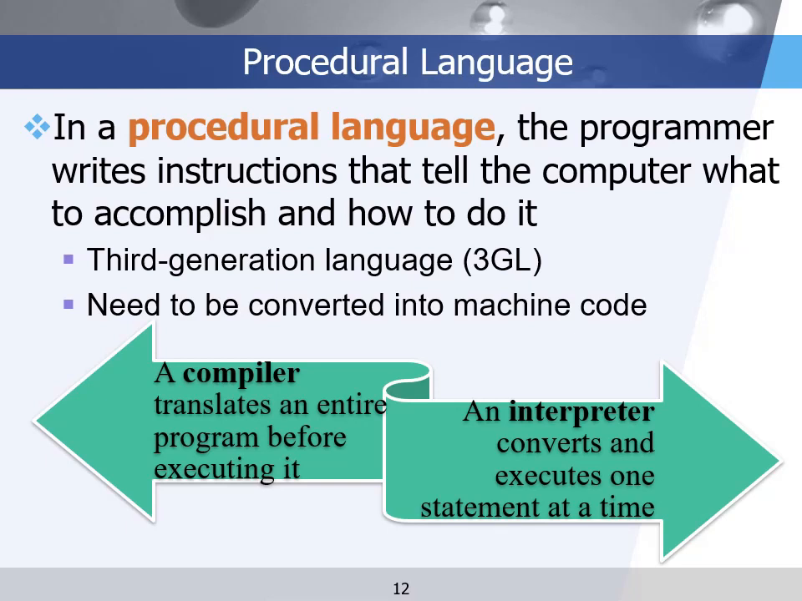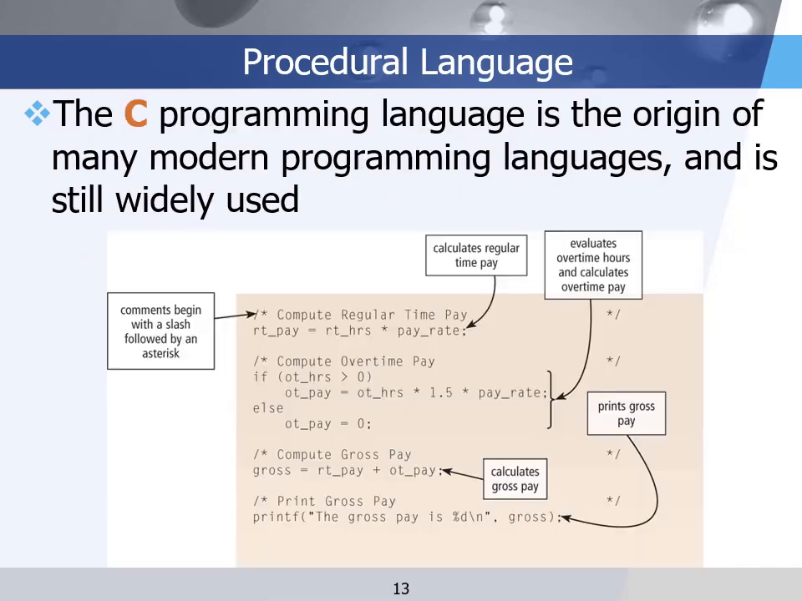For this generation of the programming language, we basically have two types of softwares. The first is called compiler. The second is called interpreter. The compiler will translate an entire program before execution, but the interpreter will convert every instruction during the execution of the program. The C language is a classical procedural language, and it is the origin of many modern programming languages, such as Java, C++, and it is still widely used, especially in some embedded environments or the lower level system softwares.